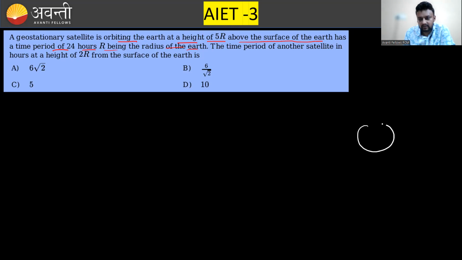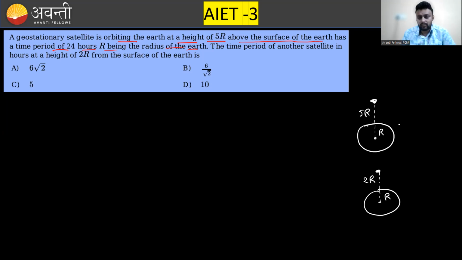Okay. So if I draw, this is the Earth, and at a distance 5r a satellite is revolving. This is the satellite. And this is the Earth, which has a radius r. Clear? We need the time period, in hours, of another satellite at a height 2r from the surface of the Earth. So now they are asking for another satellite which is at a height of only 2r. This is the satellite and this is the radius of the Earth, r.